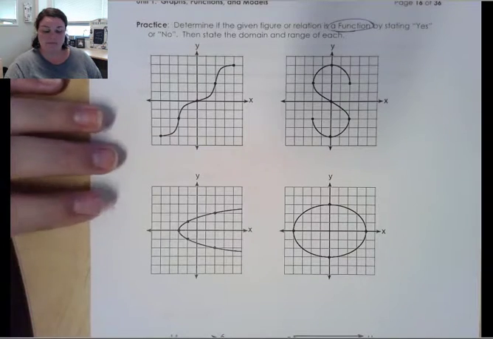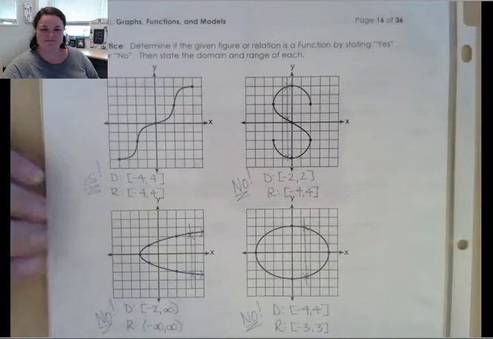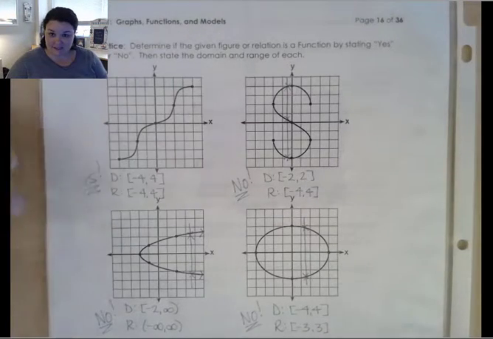So go ahead and do that. I'll give you just a minute and then we'll go over them, okay? All right, so let's go ahead and look and see how you did.